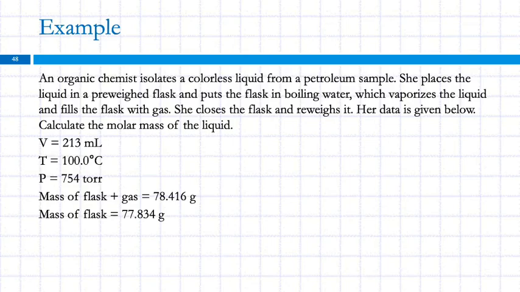Okay, this is another example of finding the molar mass of a gas. This one is more like what we'll be doing in lab on Wednesday. So an organic chemist isolates a colorless liquid from a petroleum sample. She places the liquid in a pre-weighed flask and puts the flask in boiling water, which vaporizes the liquid and fills the flask. She closes the flask and re-weighs it. Her data is given below. Calculate the molar mass of the liquid.